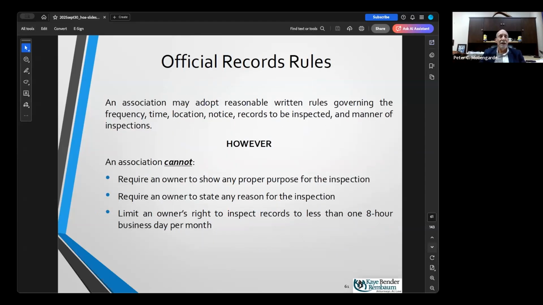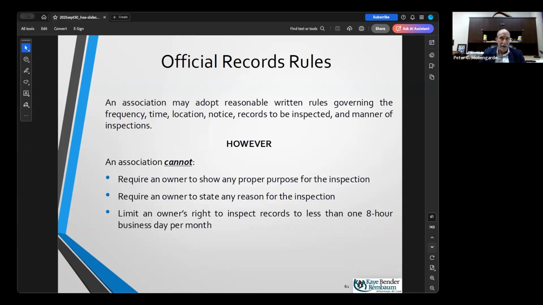Now, you can adopt, and it's probably a good idea to, in my opinion, an association may adopt reasonable written rules governing the frequency, time, location, notice, records to be inspected, and manner of inspection. However, you cannot, and this is important, you cannot require an owner to show any proper purpose for the inspection, require an owner to state any reason for the inspection, or limit an owner's right to inspect records to less than 1 8-hour business day per month.